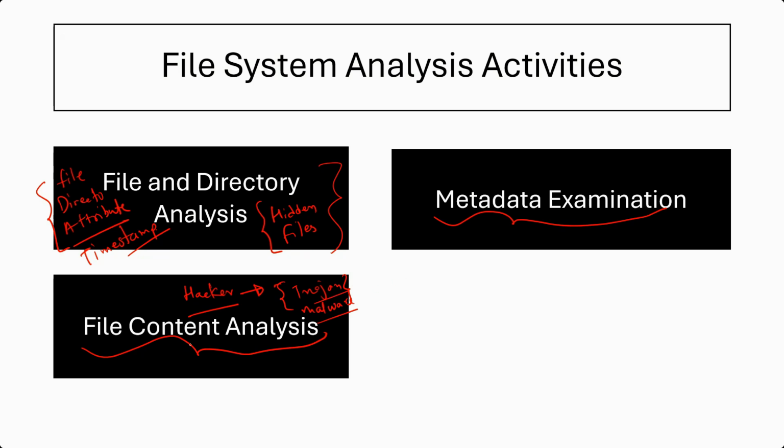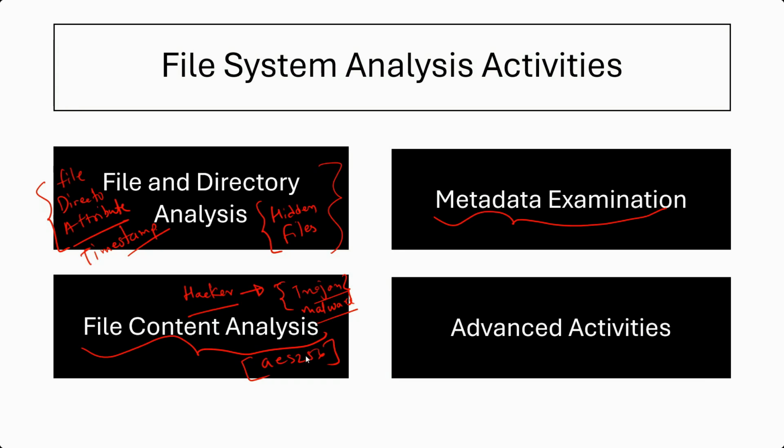So I should be able to search all the files that have this keyword, maybe trojan, or malware, or 64-bit, or anything related to that, or maybe encryption, AES 256. I want to search all the files that have this specific string or keyword inside. So that's all about file content analysis.